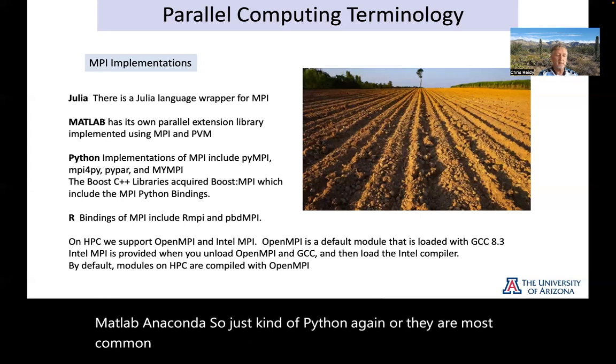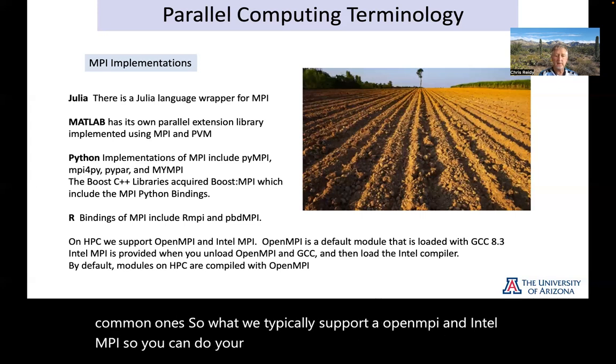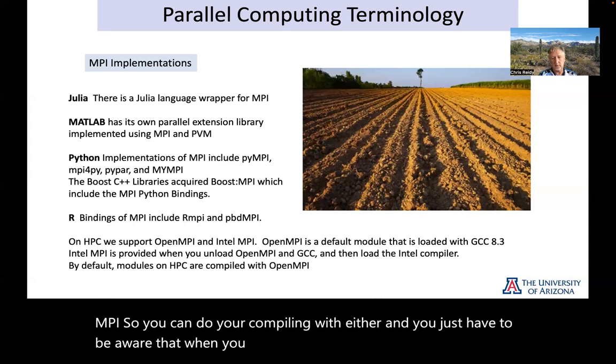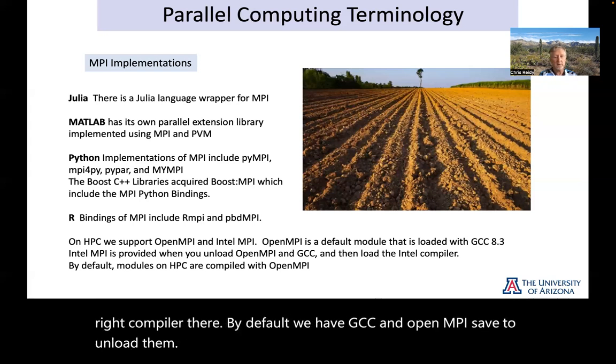So what we typically support are OpenMPI and Intel MPI. So you can do your compiling with either, and you just have to be aware that when you compile, you have the right compiler there. By default, we have GCC and OpenMPI, so you have to unload them if you want to use the Intel compiler.